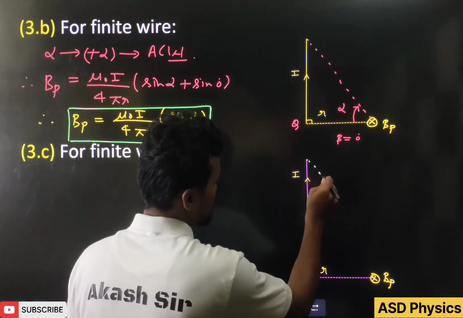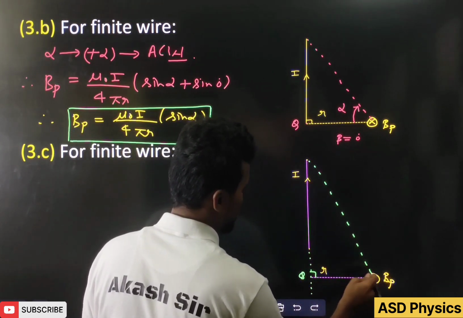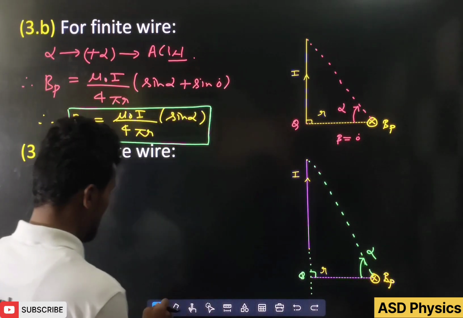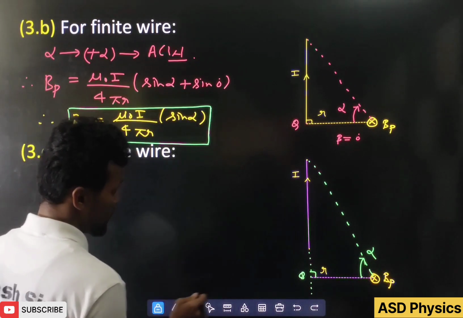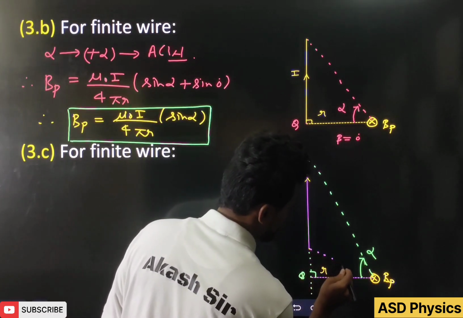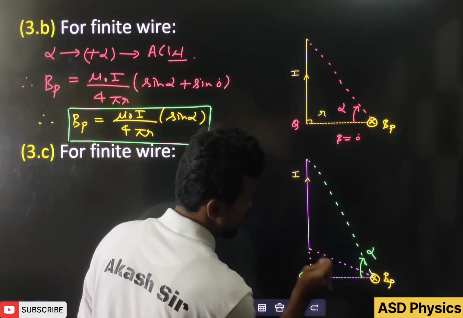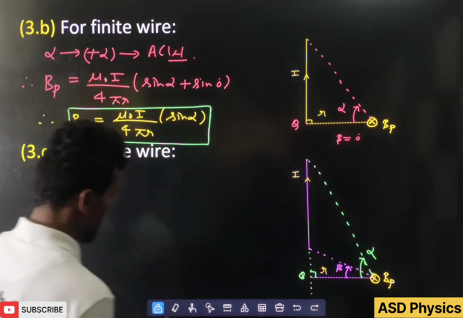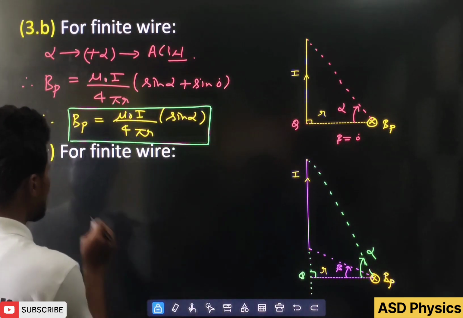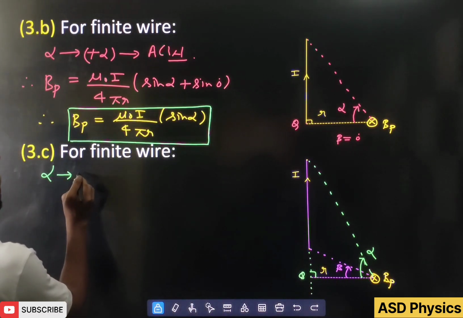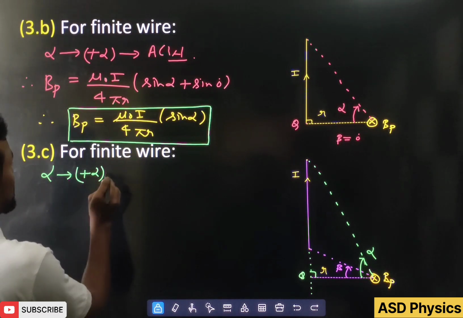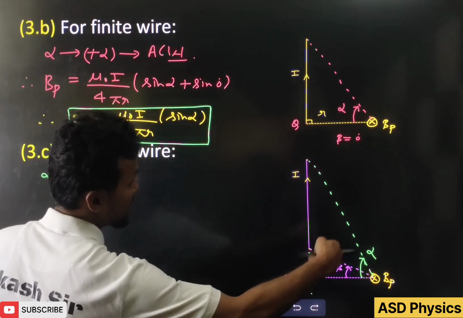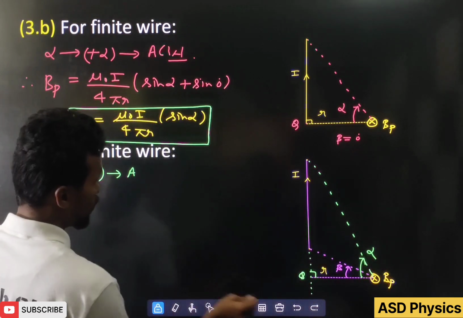Now what will happen here, students: from the end of the wire, I will connect here. Now this angle you can see is alpha. And after that, see here, if I draw one more like this, again from the other end of the wire to the observation point, this angle is beta. Now you can see alpha is in the same sense, plus alpha. Why? Because anyhow it is going like this, you can see it is going in a clockwise sense.